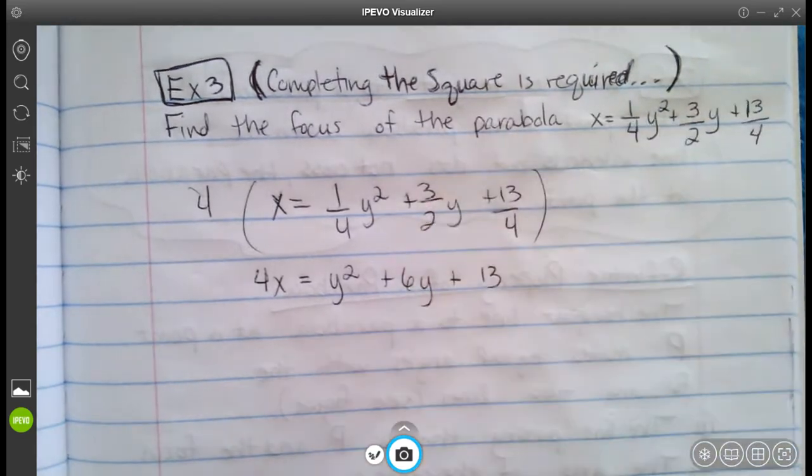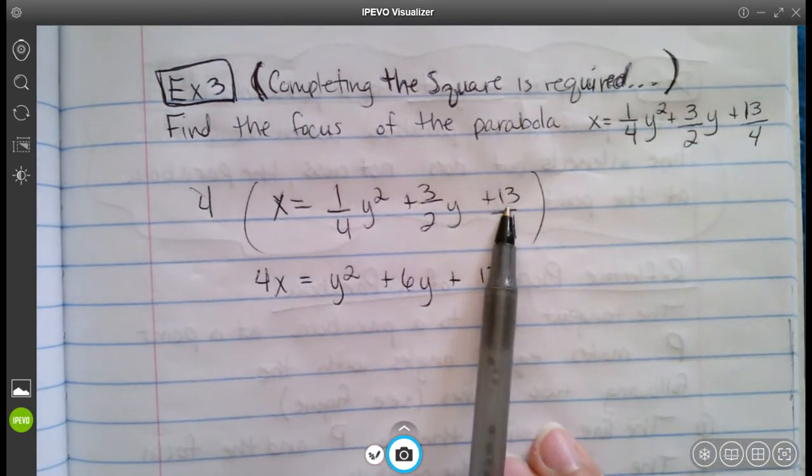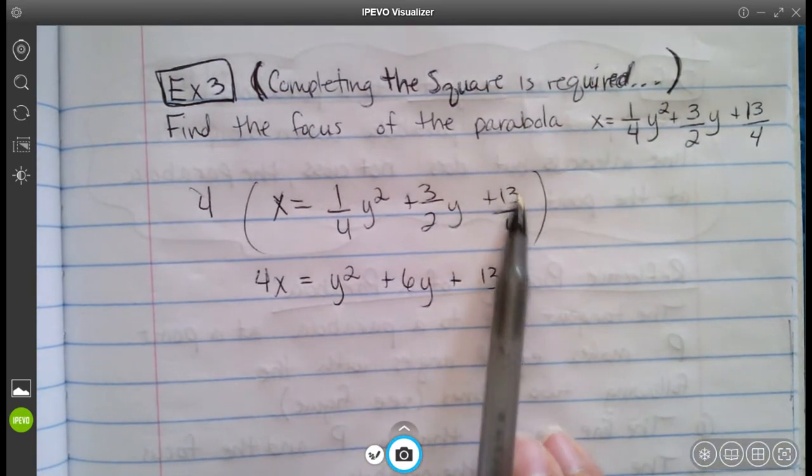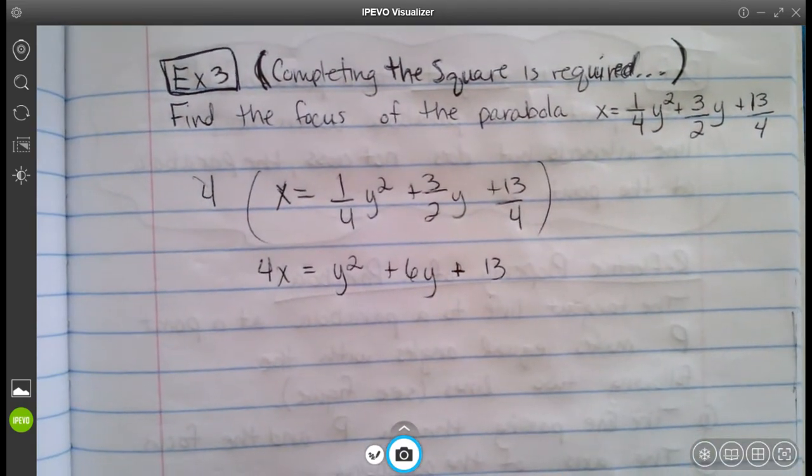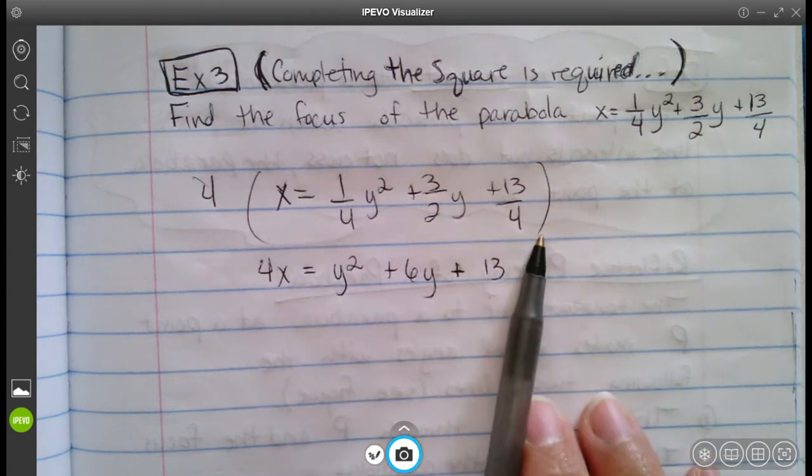And if you can't picture that, you can multiply it. 4 times 13 is 52. 52 divided by 4 is still 13. Okay. So there we go. There's the first step. We multiply to get rid of the denominators.